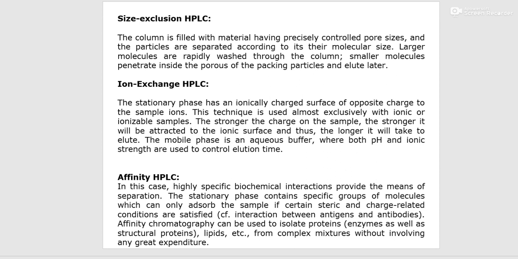Now affinity HPLC. In this case, highly specific biochemical interactions provide the means of separation, meaning there will be biochemical interactions, and they are very specific. The stationary phase contains specific groups of molecules which can only adsorb the sample if certain steric and charge related conditions are satisfied. Affinity chromatography can be used to isolate proteins and lipids; generally, affinity HPLC is useful for biomolecules.